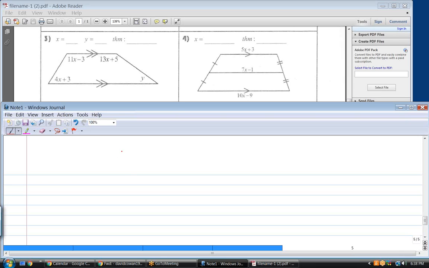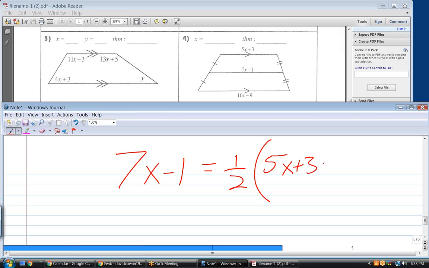There you go. So give me the equation. So we could use 7x minus 1 is equal to 10x minus 9. Or no, you said it was equal to half. Yeah. So let's write it exactly as you said it. Half of 5x plus 3 plus 10x minus 9. You see why it's plus?